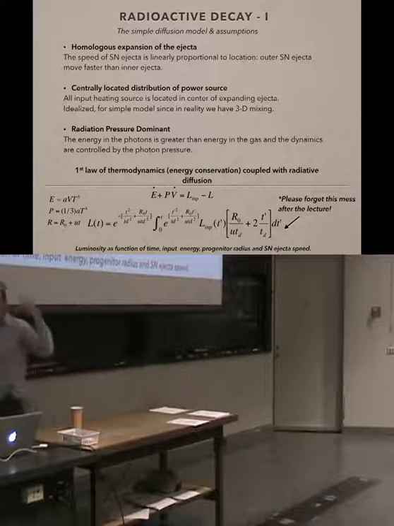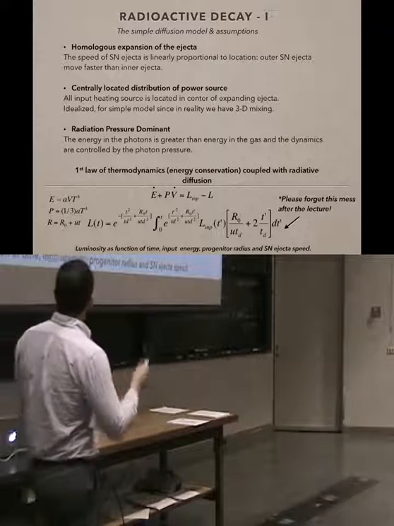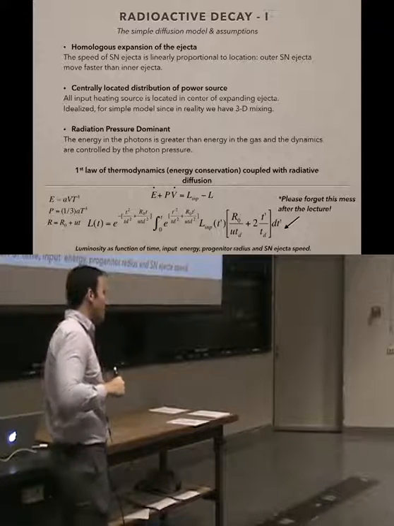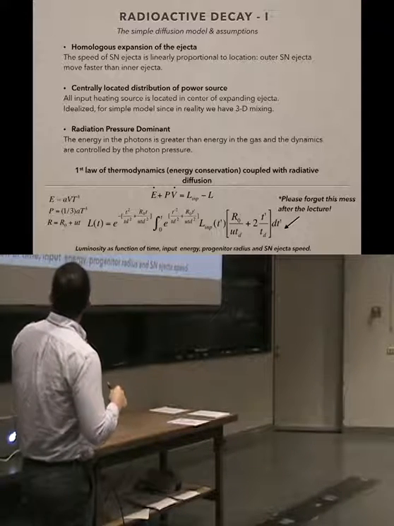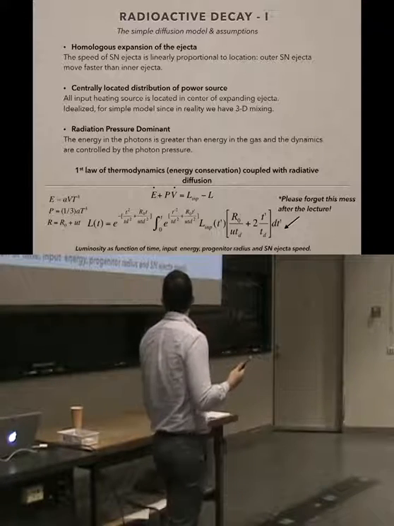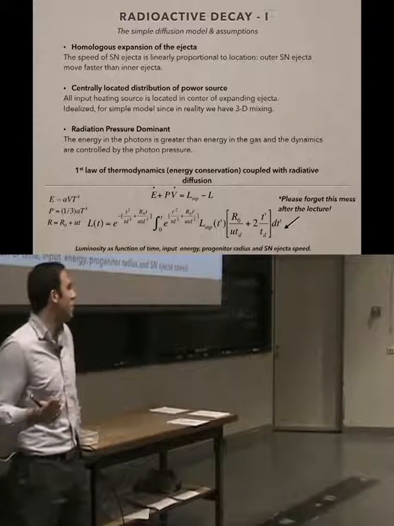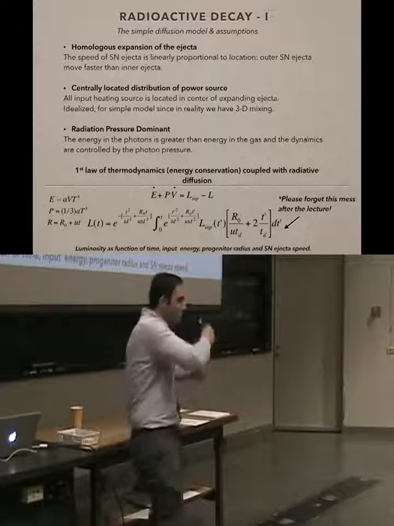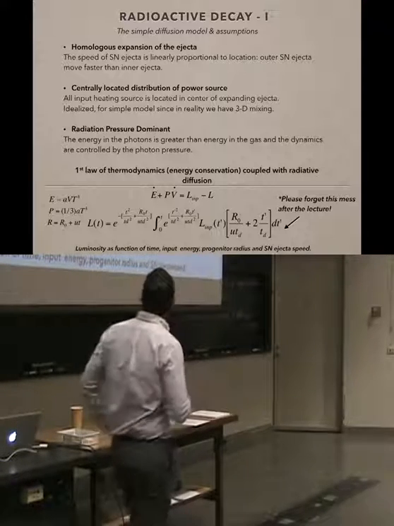And then when you put down these three assumptions, you can make a simple model about how you expect the light to look as a function of time, taking into account that it has to diffuse, as I showed you in the previous slide, through that material. To do this, you use one of the very popular laws of physics, the first law of thermodynamics, which is basically energy conservation, coupled with this process of radiative diffusion that I described in the previous lecture.